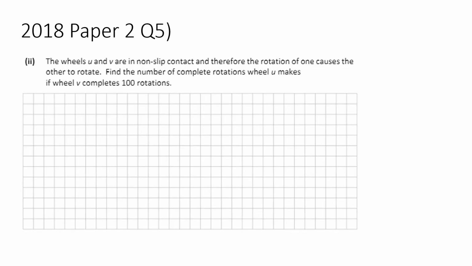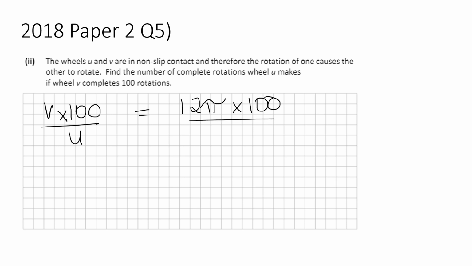For part 2 then, the wheels U and V are non-slip contacts, and therefore the rotation of one causes the other to rotate. Find the number of complete rotations wheel U makes if wheel V completes 100 rotations. So if V does 100 rotations, you're dividing by how many U does. We know that V is 12 pi, and you're doing that 100 times, and then dividing it by the circumference of U, which is 8 pi. You'll get an answer of 150. So that's 150 rotations.